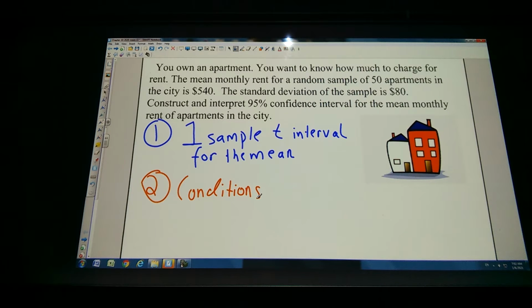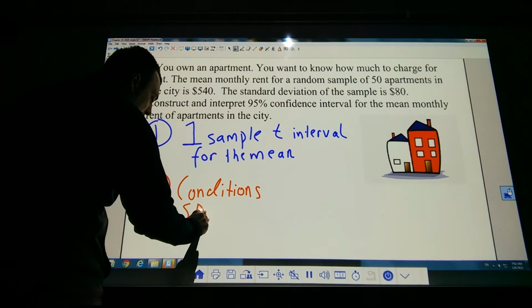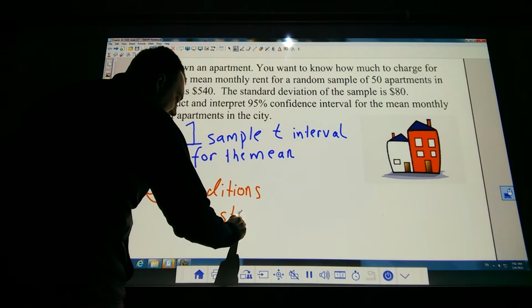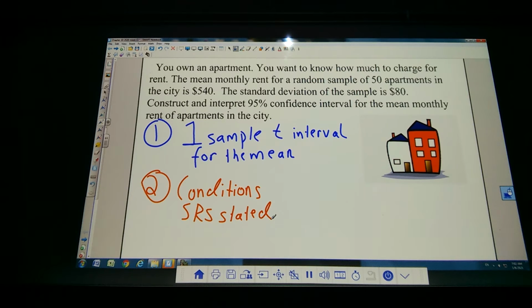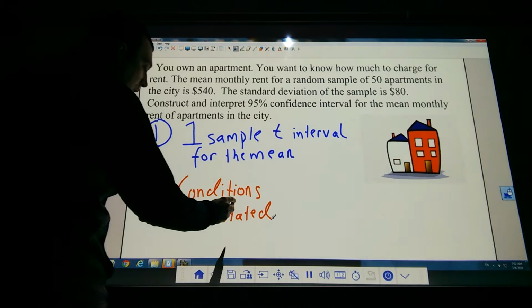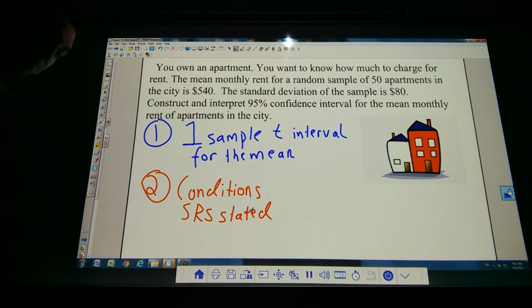Okay, if I don't have a random sample, I just look at one apartment complex, that's not good. But I did get a random sample, so I need to state it. So I'm going to say a simple random sample is stated in the problem. Very huge. It's not hard to look at the problem to see if it's random, but it is important. So a simple random sample is stated.